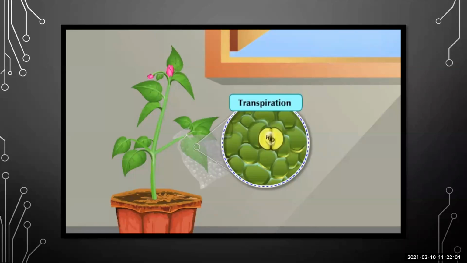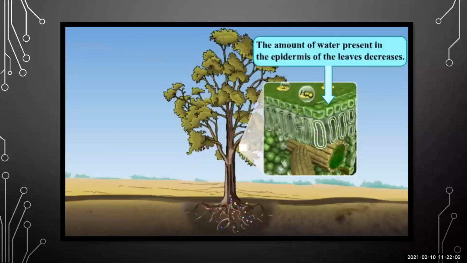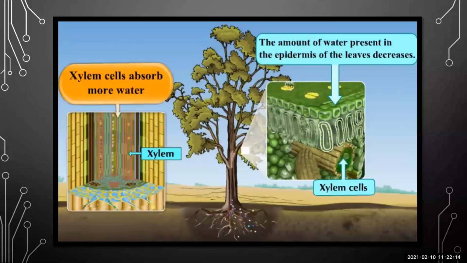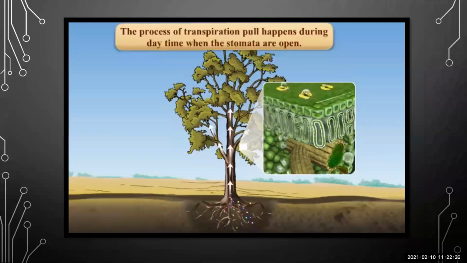That is the transpiration. The amount of water present in the epidermis of the leaves decreases due to transpiration. What happened? There is a water loss. This water loss is balanced by the xylem cells. During the night time, the xylem will absorb the water from the soil so that the water level becomes balanced in the plants, which was lost during transpiration.